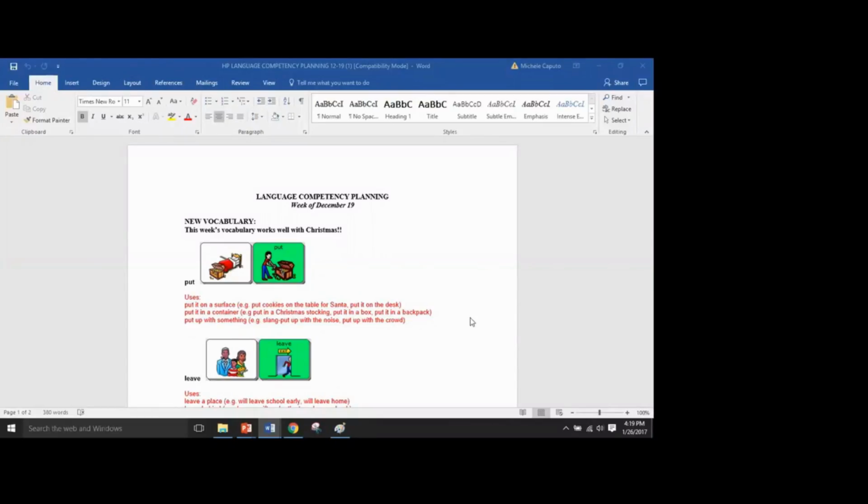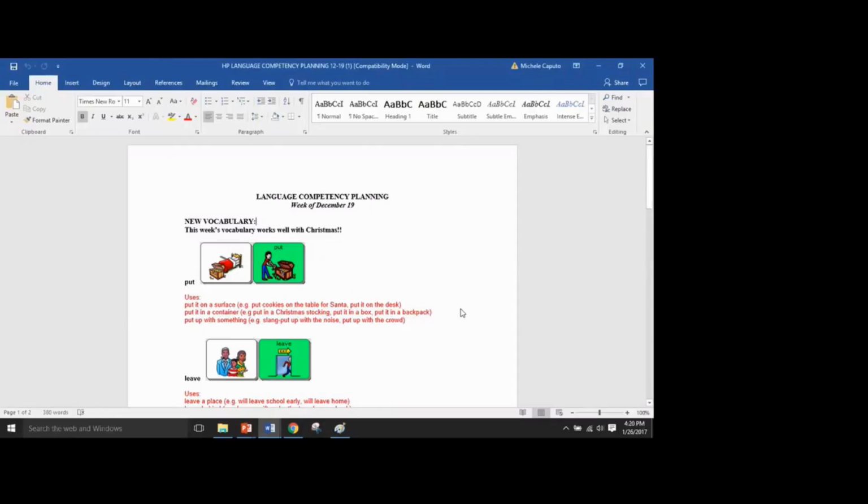Yep. So what this team has done for this kiddo is another thing they now send home to family, and that goes with him to his private speech. So, language competency planning, this is this December. This week's vocabulary works well with Christmas. "Put" uses: put it on a surface, put cookies on the table for Santa, put it on the desk; put it in a container, put it in a Christmas stocking, put it in a box, put it in the backpack; put up with something, put up with the noise, put up with the crowd, right? So they've really taken this planning guide and made it their own, and I love it. They've done such a good job.